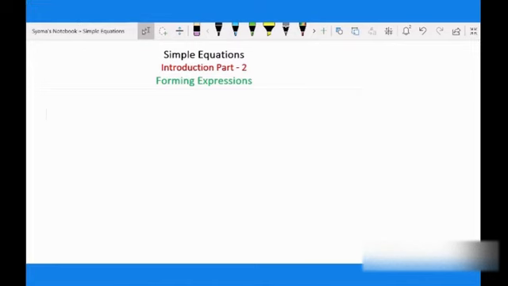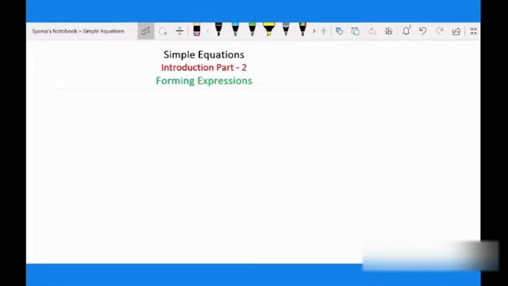Now today's topic is forming expressions. Forming expressions is nothing but expressions will be given in the form of sentences and we should convert those sentences into expressions. Now let's take an example of addition.